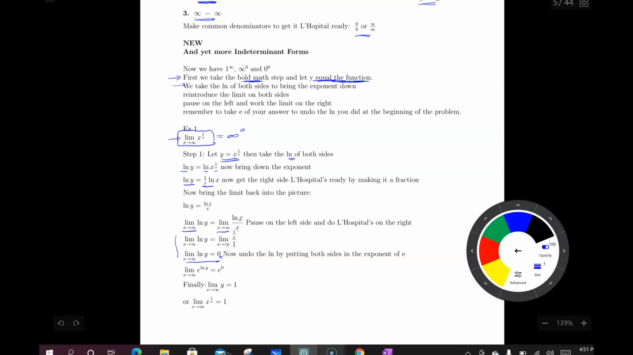So now I'm going to take e of both sides. I take e of both sides to undo the ln, because e and ln cancel, so I would just get y, and e to the 0 would give me 1. So the answer to the limit is 1.